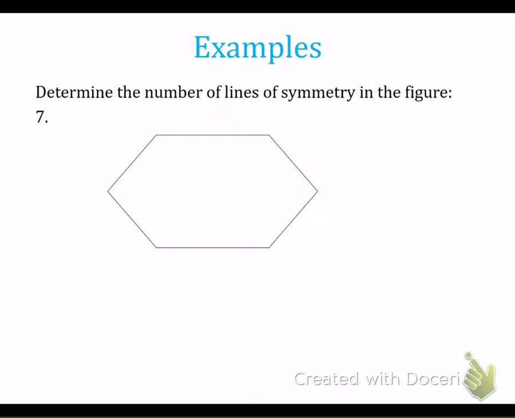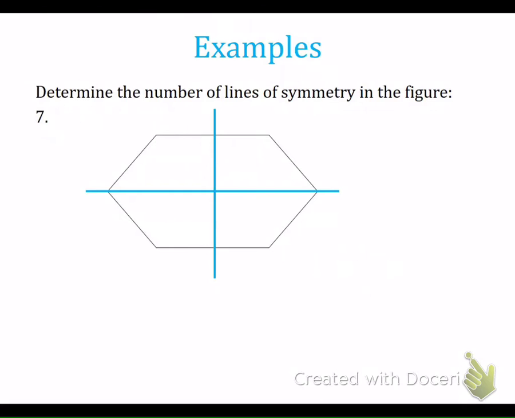Here we go. Determine the number of lines of symmetry in the figure. One. All right, so you could take the figure. Again, think of the fold. If you folded it, would it line up? It would that way. Now, some of you are saying there's another one or a few more. There's definitely one. Up and down. Let's see what we can come up with.